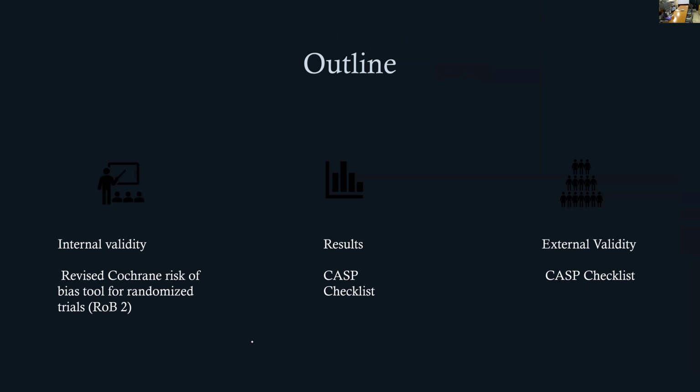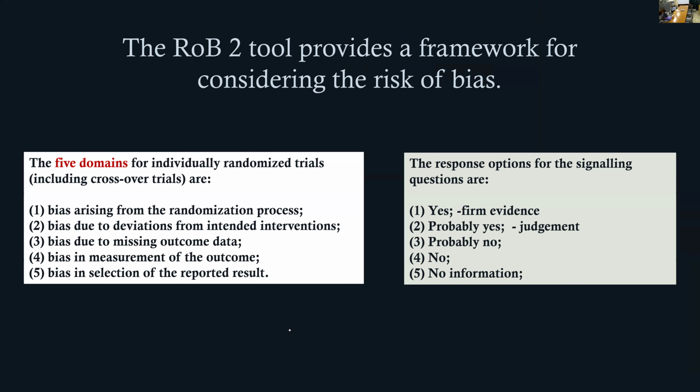So the outline of today's talk would be internal validity using the RoB2 tool, results, and external validity using the CASP checklist. So this is something about the RoB2 tool. It provides a framework for considering the risk of bias. There are 5 domains which are looked at: bias arising from the randomization, bias due to deviation from intended intervention, due to missing outcome data, measurement of the outcome, and bias in selection of the reported result.